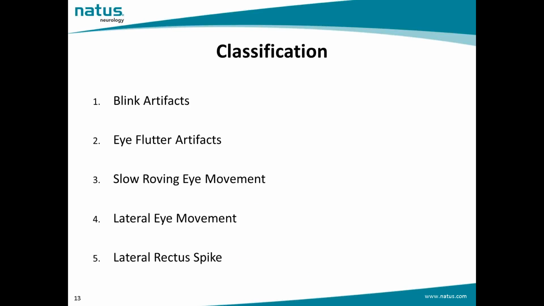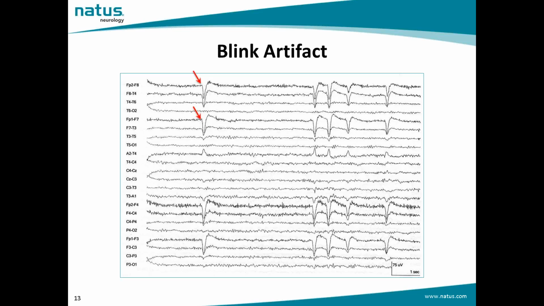During EEG recording, different types of ocular artifacts can occur according to the ocular movement. We can distinguish blink artifacts, eye flutter artifacts, slow roving eye movement, lateral eye movement, and lateral rectus spike. The most common artifact related to the ocular movement, which can be observed during a clinical EEG, is the blink artifact, as displayed in this picture.